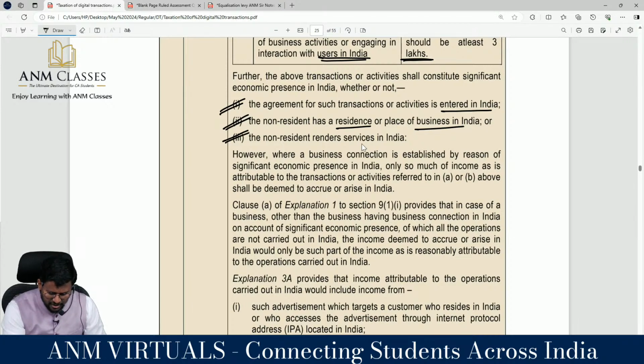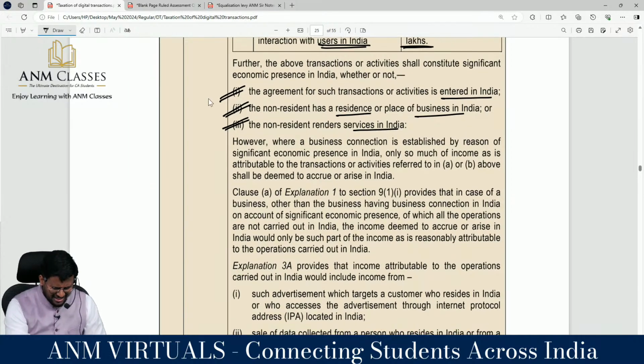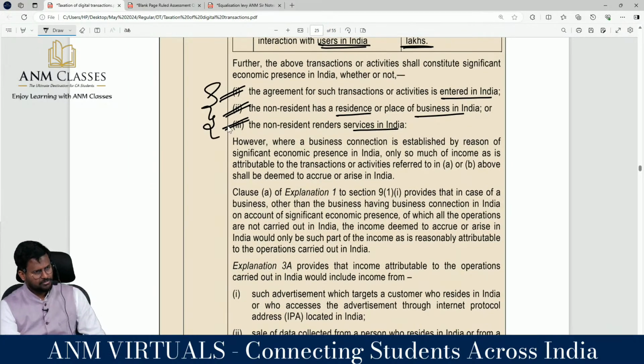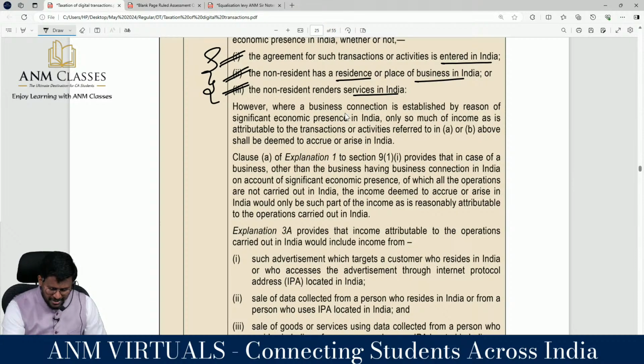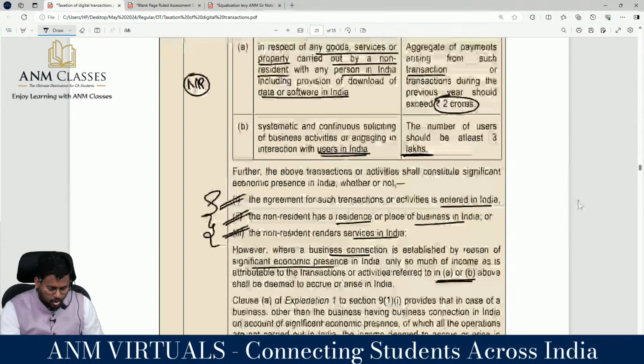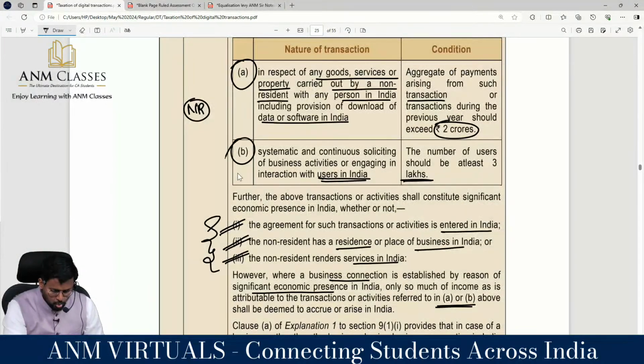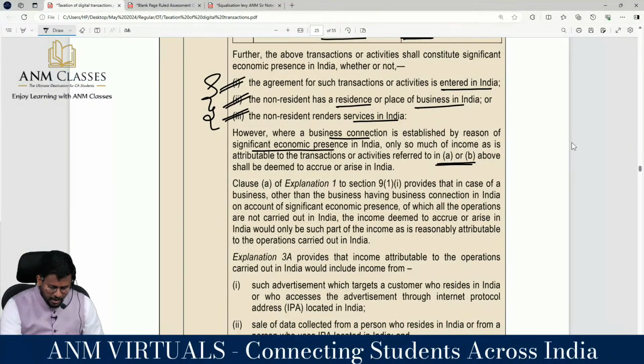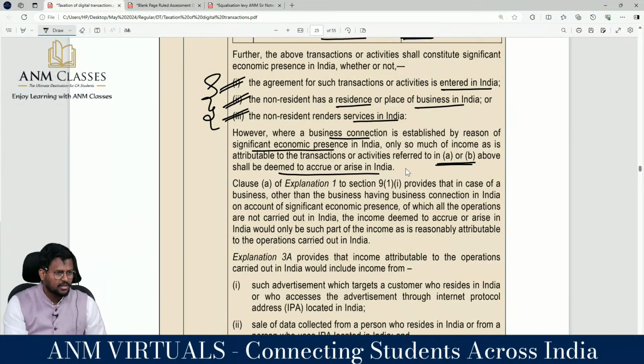Whether the non-resident renders services in India, this condition and all we will not check. Okay? However, a business connection is established by reason of SEP in India. In case business connection is established, only so much of income as is attributable to the transaction or activity referred to, A or B, the 2 crore and the 3 lakhs above, shall be deemed to accrue or arise in India.